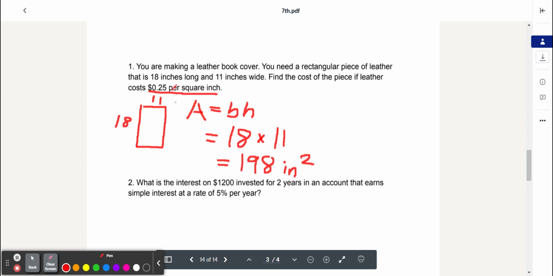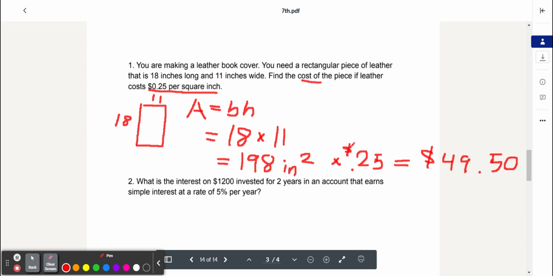Then, now that we have our square inches, we need to find the cost. So we can multiply by the cost per square inch, which is $0.25 per square inch. Multiplying by 0.25 is the same as dividing by 4. So whichever way you want, you can either multiply it out, but this is a pretty big number, or you can divide by 4. You'll get the same answer, which is 49.5. So $49.50. That's how much it will cost.